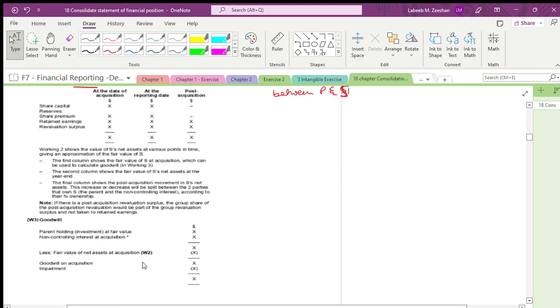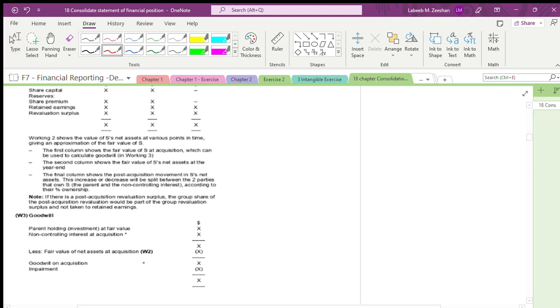They mention that working two shows the value of the subsidiary only, not at all with respect to the parent company, at various points of time. And when you are doing the things, they will give an approximation for fair value. They will give in the question that this is the fair value of the assets, and this is the fair value of liabilities. The first column is the fair value, which can be used to calculate goodwill in working 3.